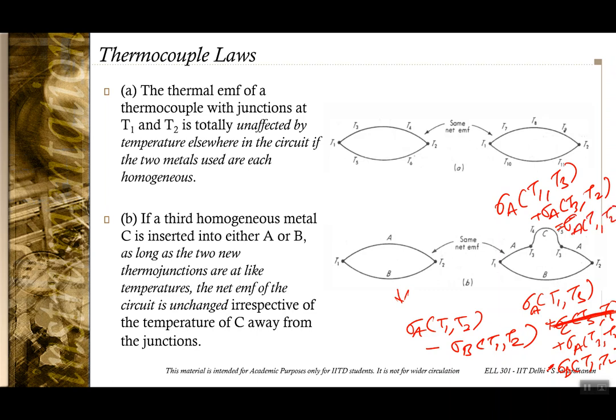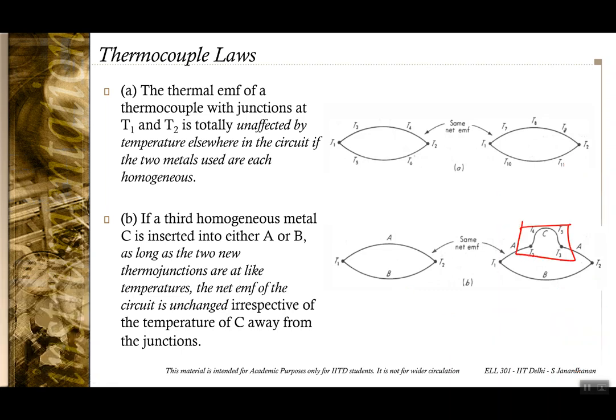T1 T2. So basically what I want to re-emphasize is that this junction, this addition of another material whose both junctions are at the same temperature, has no effect. And here too there can be temperature variation along the third material C, where you have temperature T4 and T5 at different points. However, both these new junctions are at T3, so that will cause no effect.